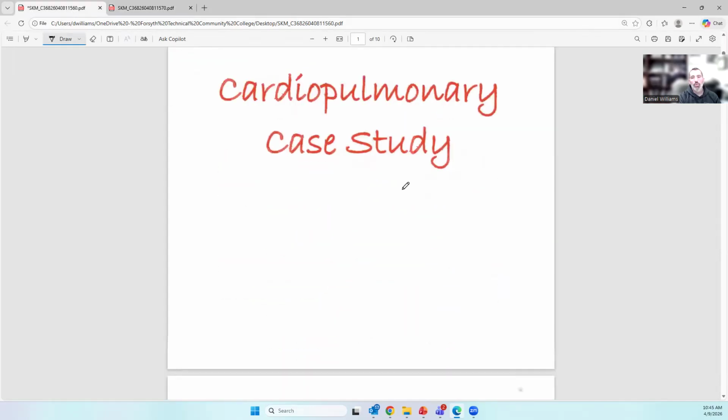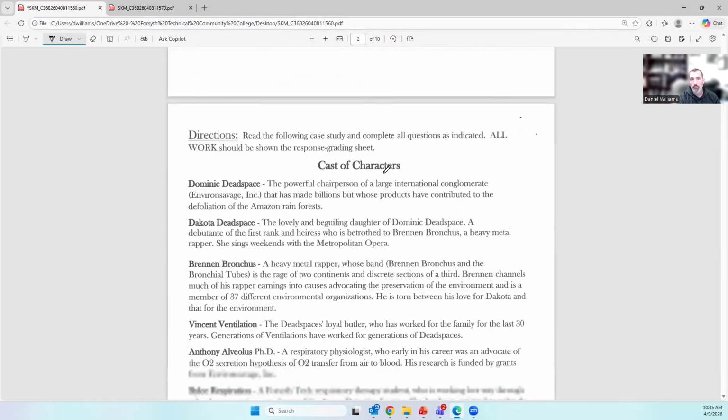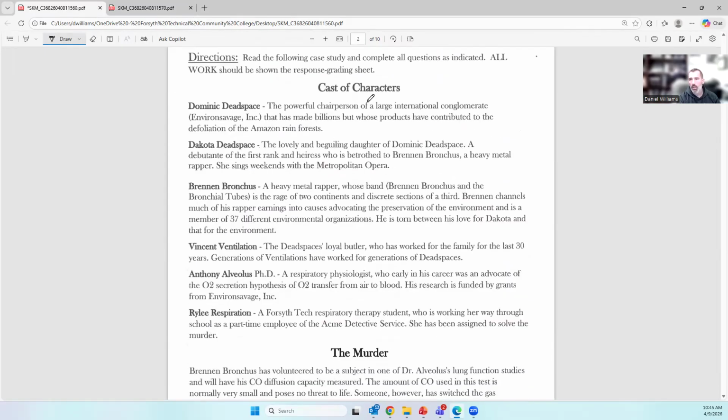We'll cruise through this again. This is a borrowed case study. I can't take credit for the creation of it, but it is pretty cool nonetheless. So you do have your cast of characters. I'm going to spare you reading through all that, but nonetheless, you have Dominic Dead Space, Dakota Dead Space, Brennan Bronchus, Vincent Ventilation, Anthony Alveolus, and Riley Respiration. Those are the individuals that we have.